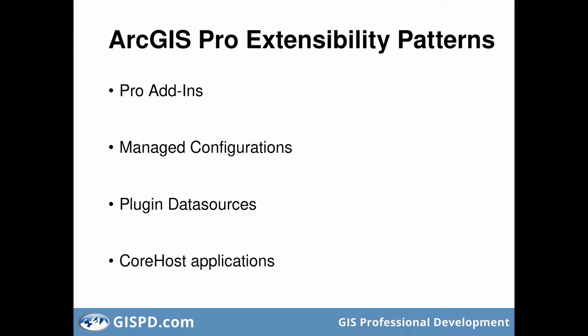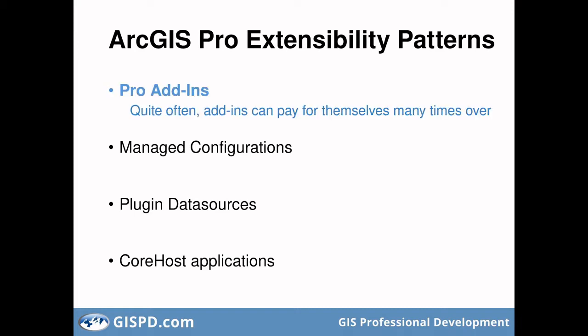Pro Add-ins, which, as the name suggests, allow you to add functionality. Managed configurations allow you to make what some call branded versions of the software, where, for example, you may have your own splash screen and might limit the functionality to support particular workflows. Plug-in data sources bridge the gap between unsupported data formats and the program functionality, and core host applications allow external programs to make use of the geodatabase and geometry functionality. We're going to focus on the first one, and it's worth remembering that if they're developed appropriately, add-ins can often pay for themselves, perhaps many times over, in terms of cost savings and efficiency gains.